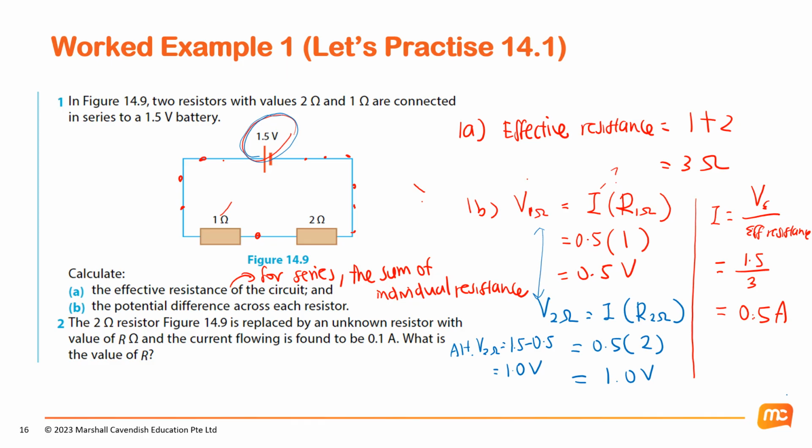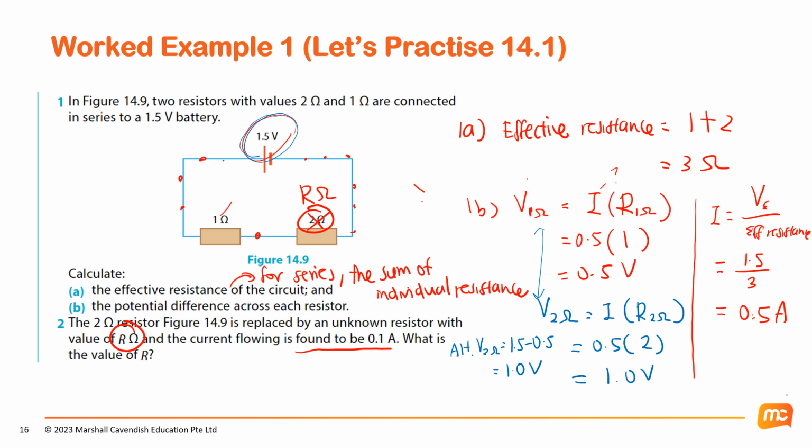Question 2. The 2 ohm resistor is replaced by an unknown one with R ohms resistance, and the current flowing is found to be 0.1. So this has been replaced with R ohms. What is the value of R?